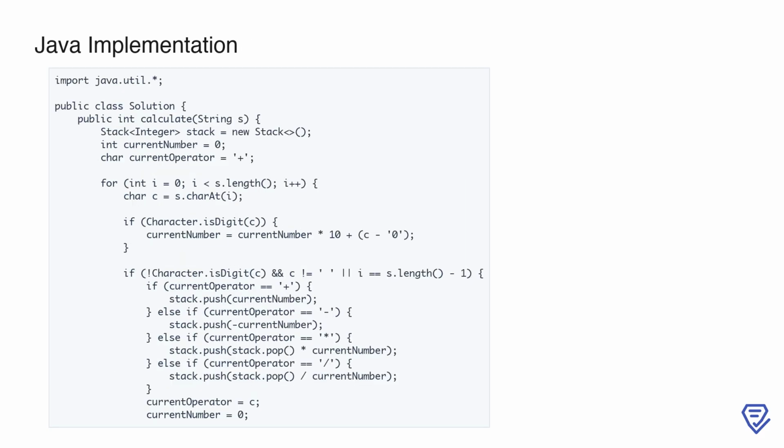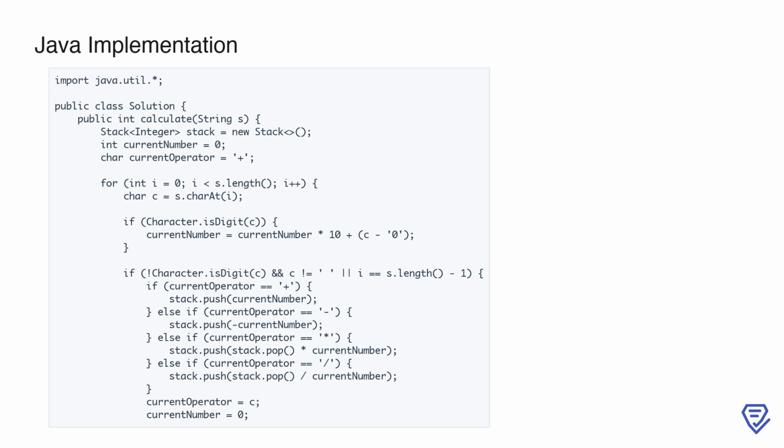Here, we start by importing the necessary utilities and defining our solution class with the calculate method. This method takes a string s as input, which represents the mathematical expression to evaluate. We initialize a stack to handle intermediate results, a variable current_number to build multi-digit numbers as we parse the string, and current_operator to keep track of the last operator encountered, starting with plus.